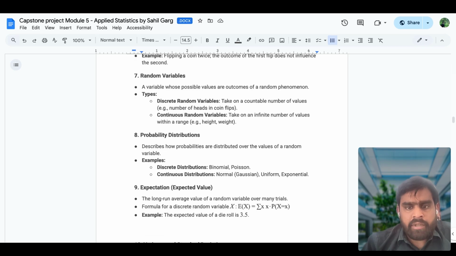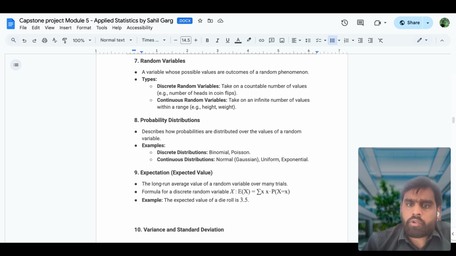Seventh is the random variable. A random variable represents the possible values of outcomes of a random phenomenon. These are of two types, discrete and continuous. Discrete has a countable number of values. That is, if we want to count the number of heads by flipping a coin, we can count the number of heads. Either it will be one head or one tail.